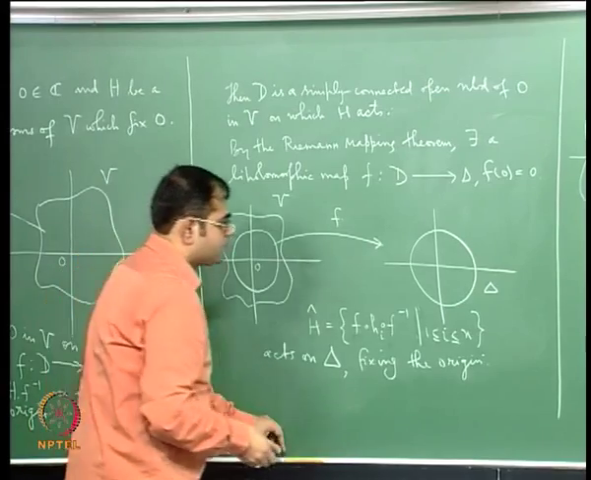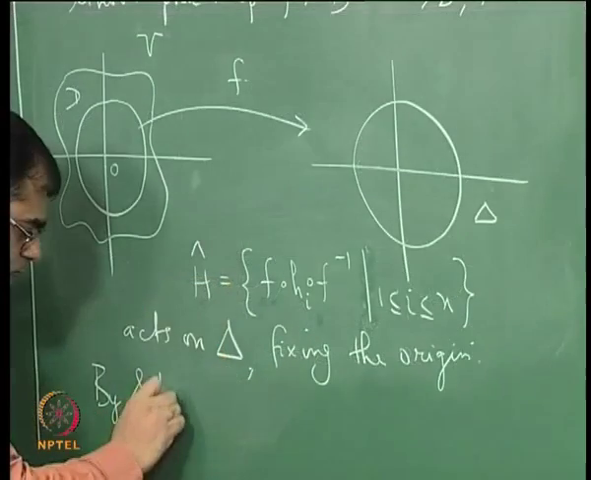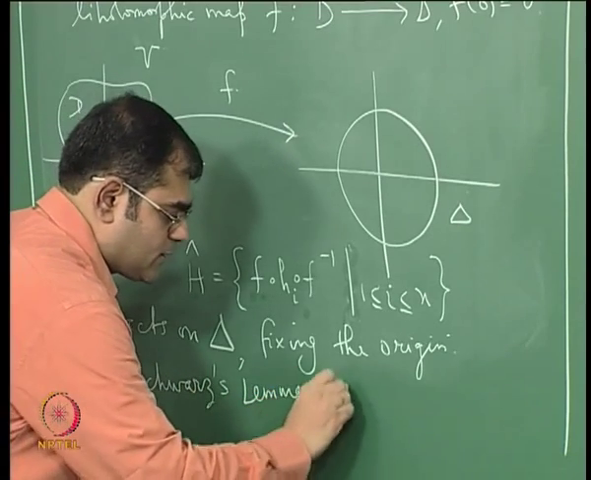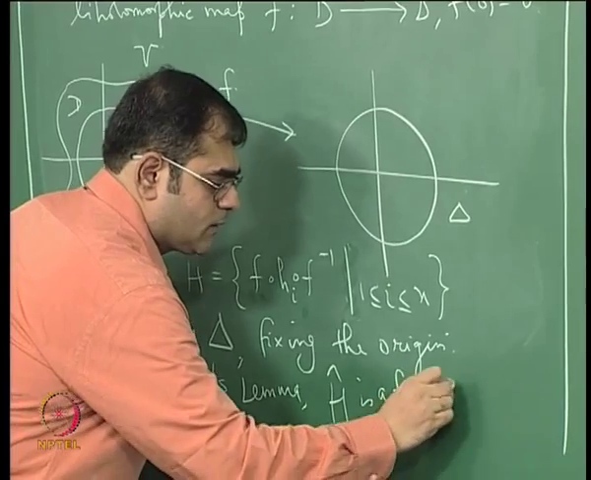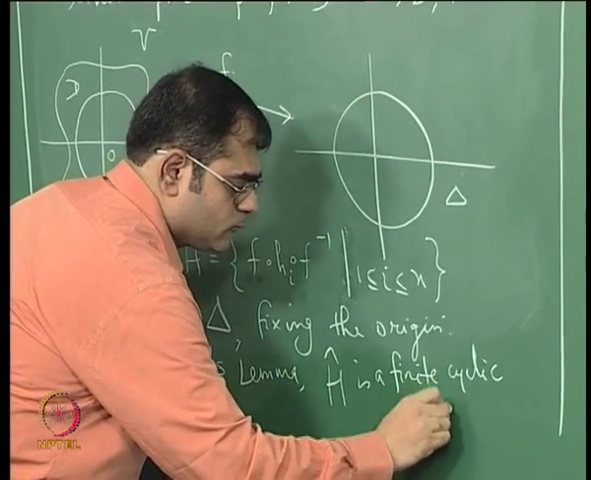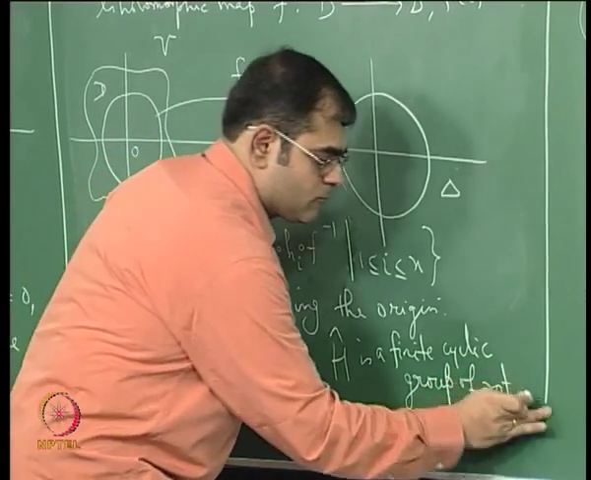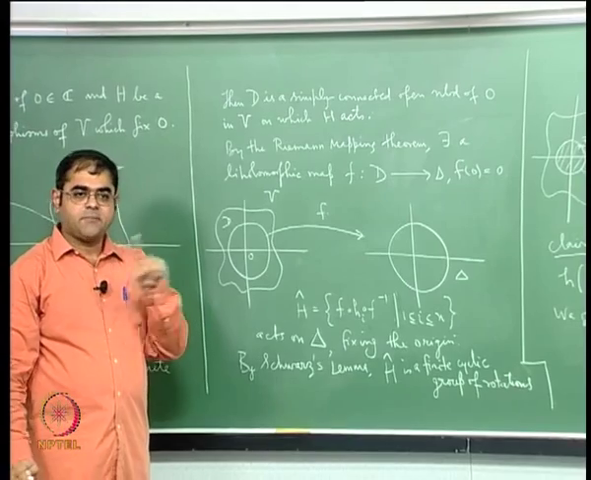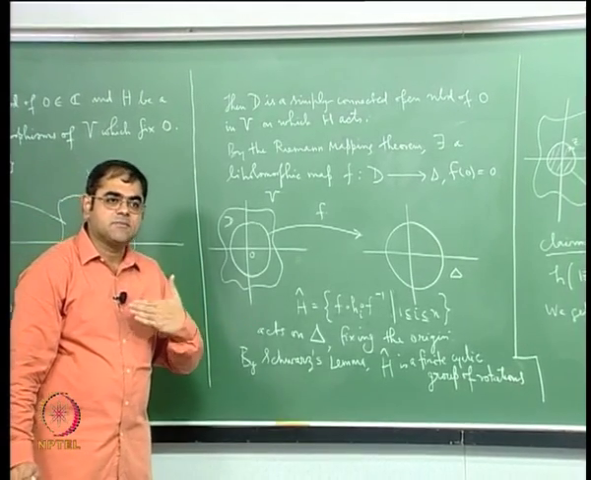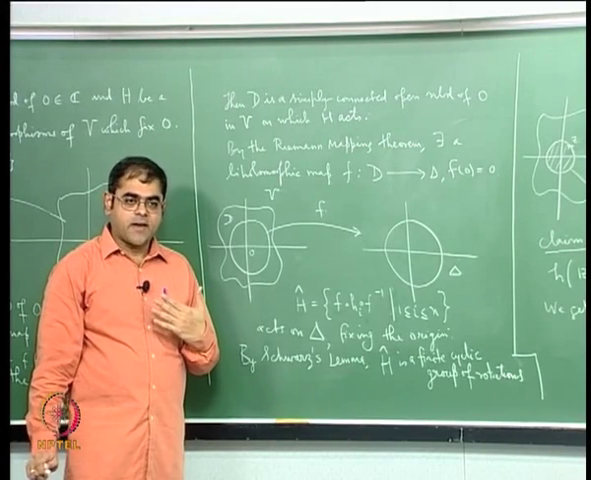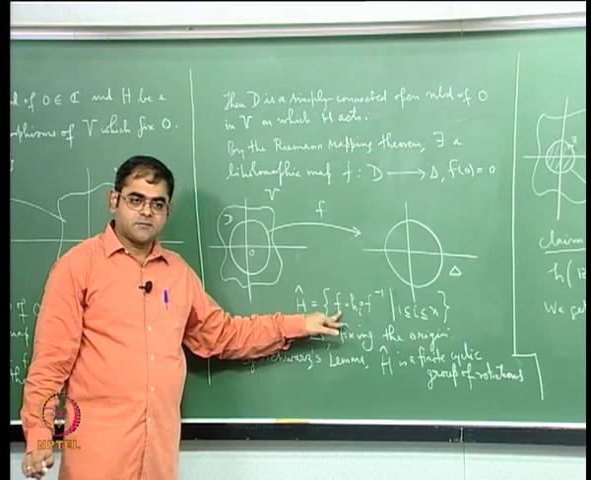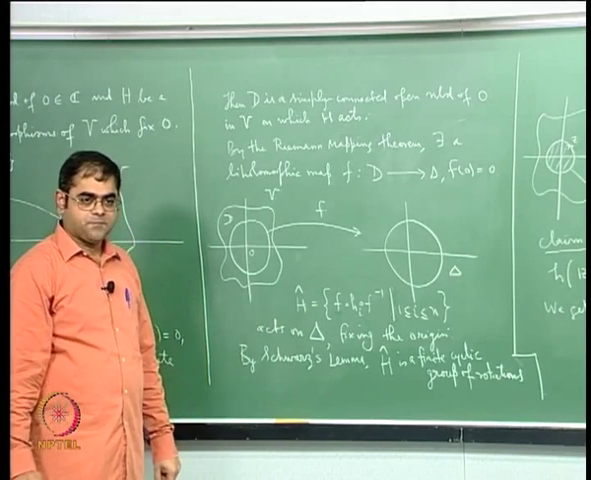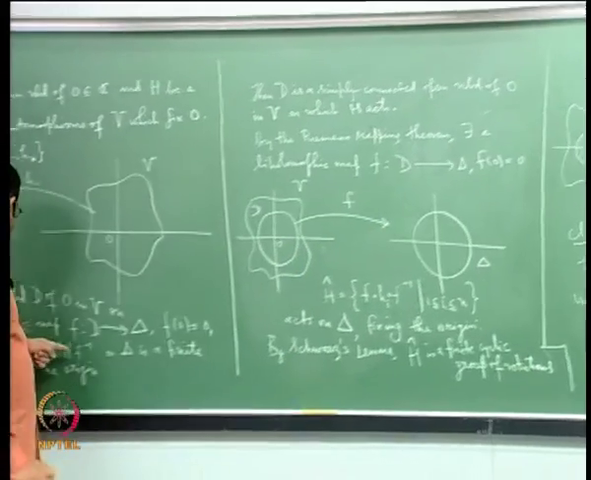So by Schwarz's lemma, H hat is a finite cyclic group of rotations. Namely, each one is rotation by a certain angle, and there are only finitely many angles. Take the smallest non-zero angle by which you have a rotation. Because this is a finite group, that will generate the whole group. So therefore we have succeeded in getting hold of this statement.